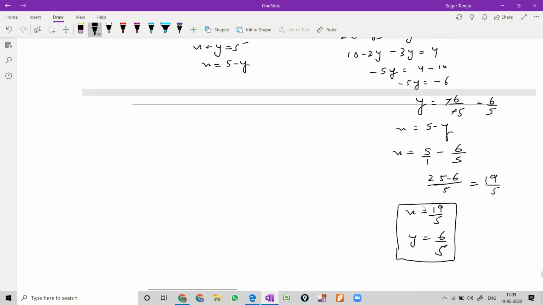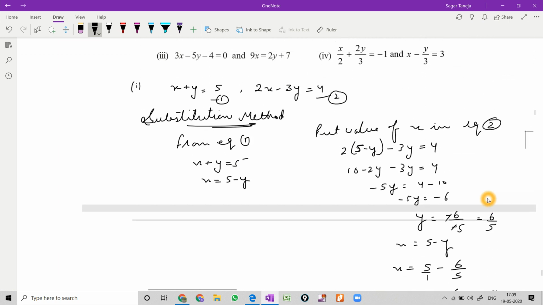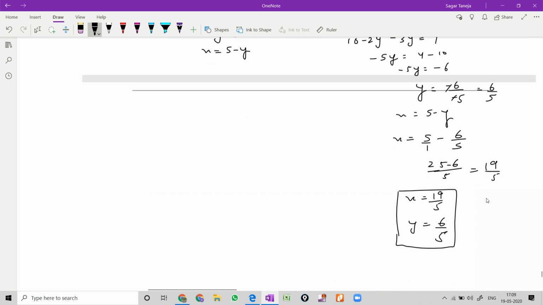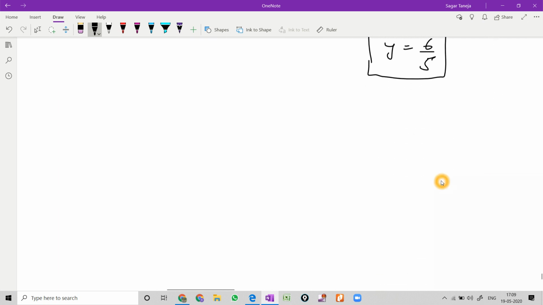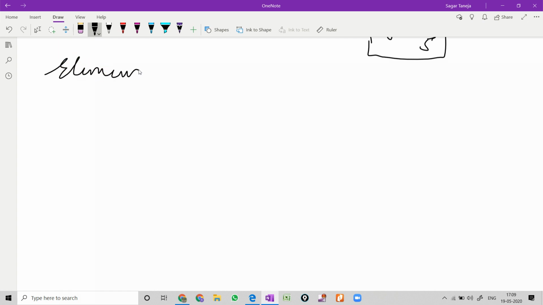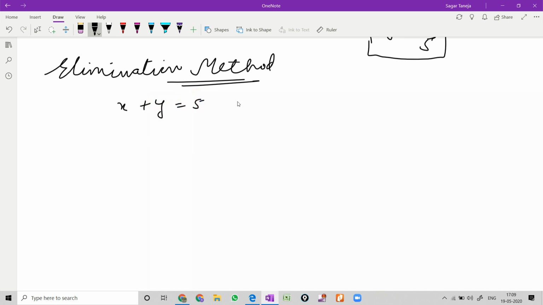Okay, so this is all correct, but we need to solve the question again by elimination method. So I'm telling you now how to solve this by elimination. Just see. Again we are going to solve the first part by elimination. So let us write the equations again for elimination. x plus y is equal to 5. Let it be equation 1. And the second, 2x minus 3y is equal to 4. Let it be equation 2.